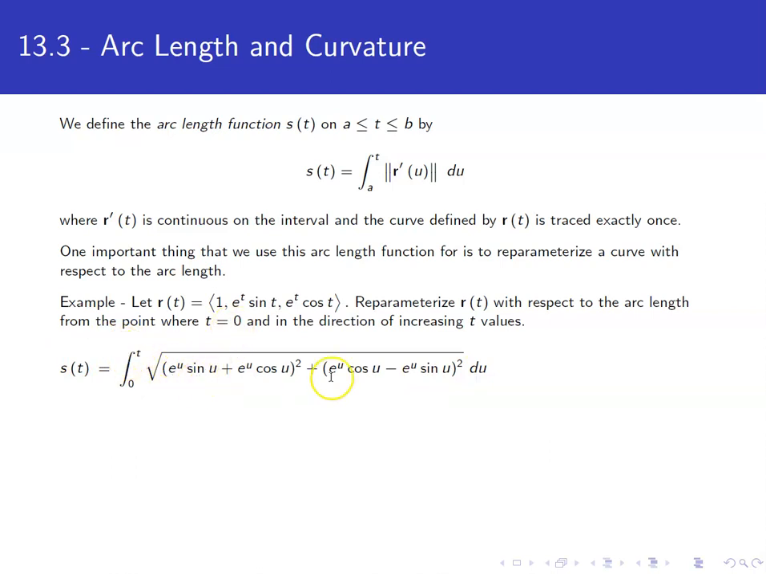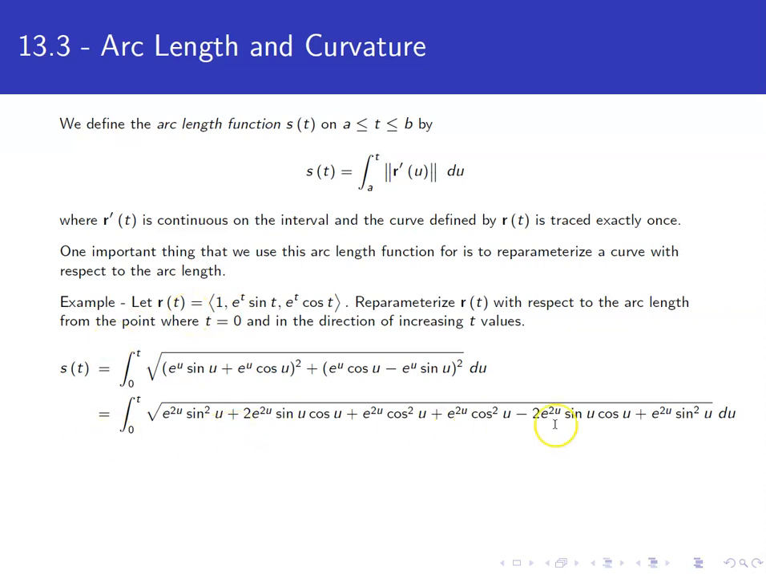Each of these comes about using the product rule. So you should be able to verify that those really are the derivatives of your y and your z components. Derivative of your x component, of course, here is 0. We should be able to multiply this all out to get this large expression, but it really isn't that bad because we notice when we add e to the 2u sine squared u with e to the 2u cosine squared u, we just get e to the 2u. And we have 2 of those, so it should be a 2e to the 2u under the radical. And notice that the ones with the mixed sines and cosines cancel each other out. So simplifying that, we get root 2 e to the u du.